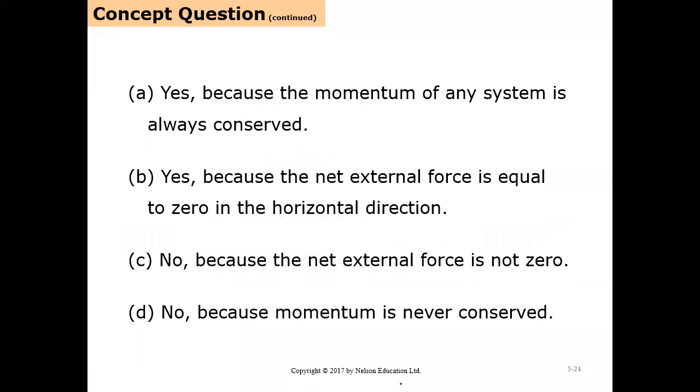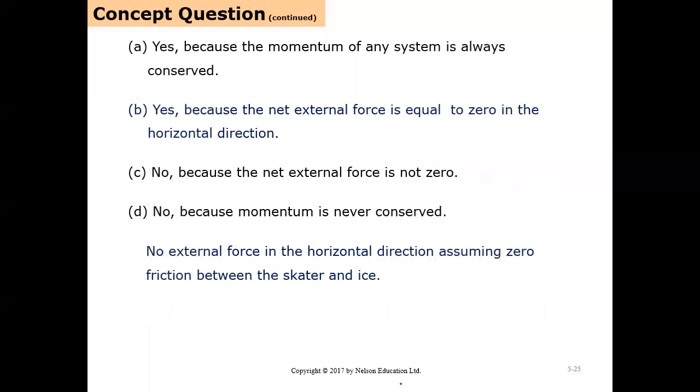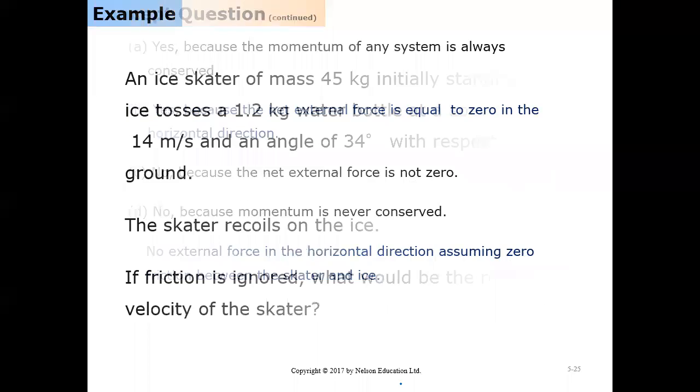So we have four choices again. So you know the answer is what? B. Equal to, yes. Because A is not the answer because it's the wrong reason. You can't say always conserved. So B is the correct answer. Right. So no external force in the horizontal direction, assuming zero friction between the skater and the ice.